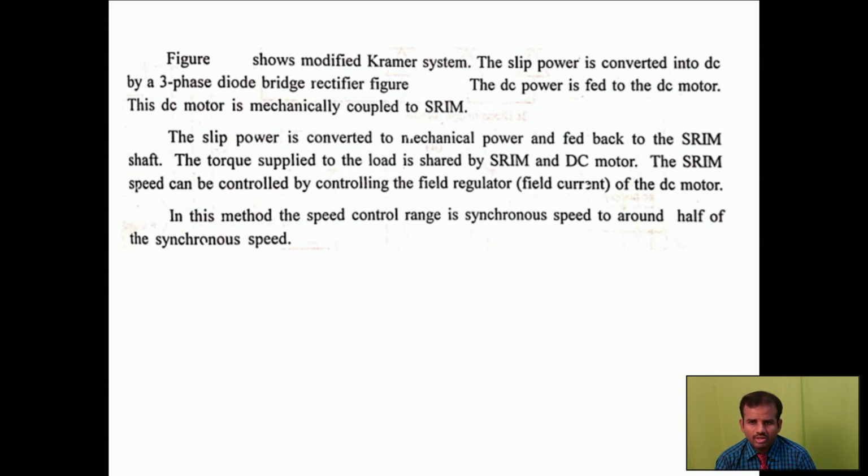Okay, so the slip ring induction motor speed can be controlled by controlling the field regulator, that is the field current. If you control the field current of this DC motor, you control the speed of this DC motor as well as the slip ring induction motor speed. So in this method, the speed control range is synchronous speed to around half of the synchronous speed. Okay, so the speed can be controlled in the range of synchronous speed to half of the synchronous speed.